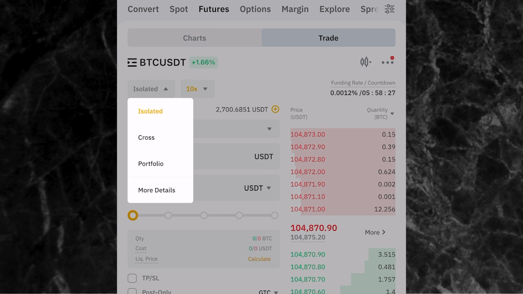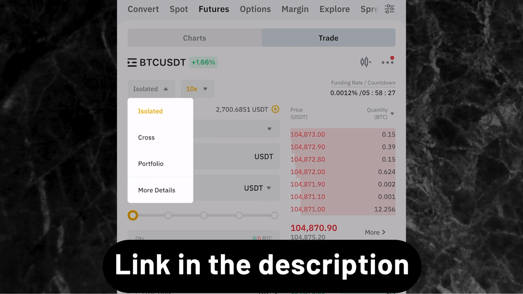And just in case you want to learn more, maybe you are more interested in these two margins, maybe you want to know which one to pick or which one is best for you, I have a video on that. The link to that video will be in the description below.